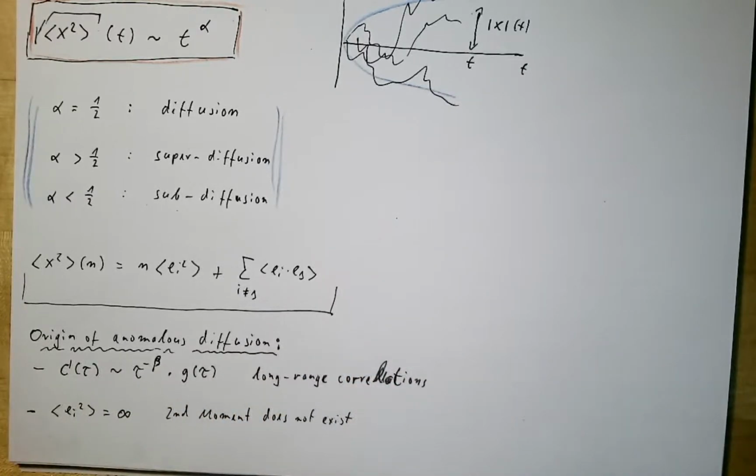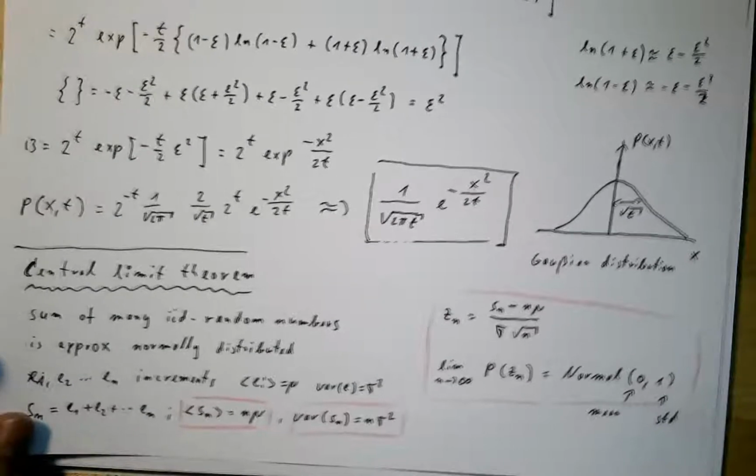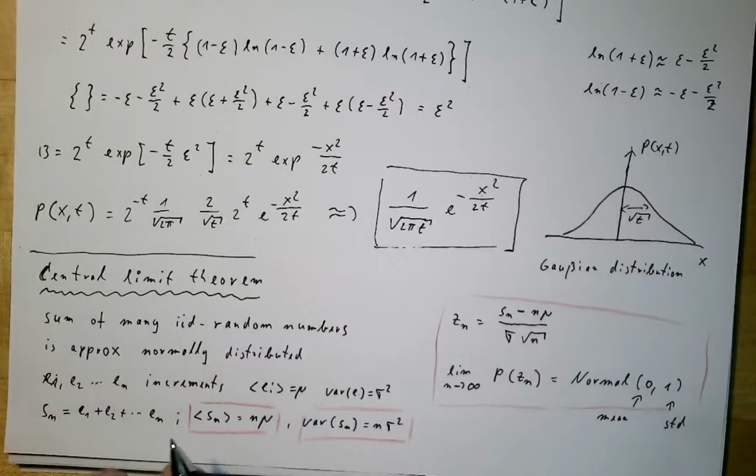anomalous diffusion. But what's with the central limit theorem? Let's look at the central limit theorem, because this told us the mean square displacement should go here. The variance of a sum of random numbers should be proportional to time. So we should basically have diffusion here. But this central limit theorem assumes that the first and second moments exist.